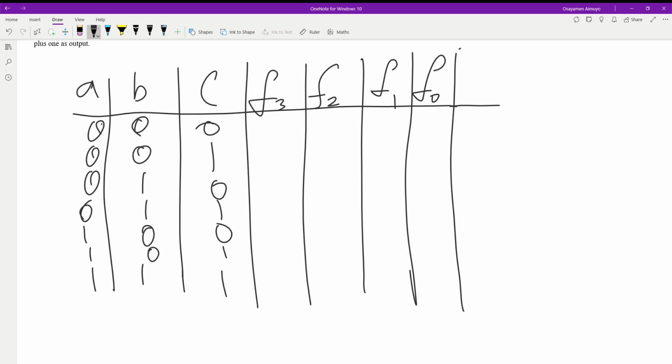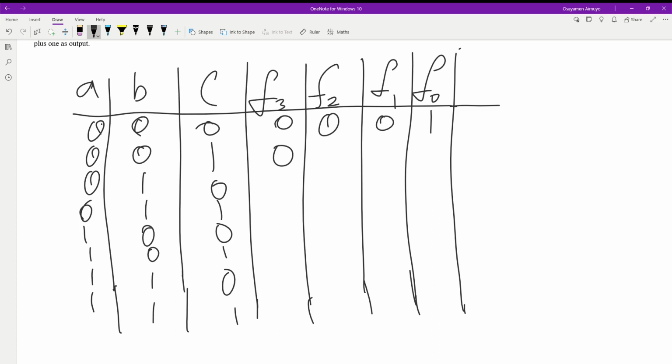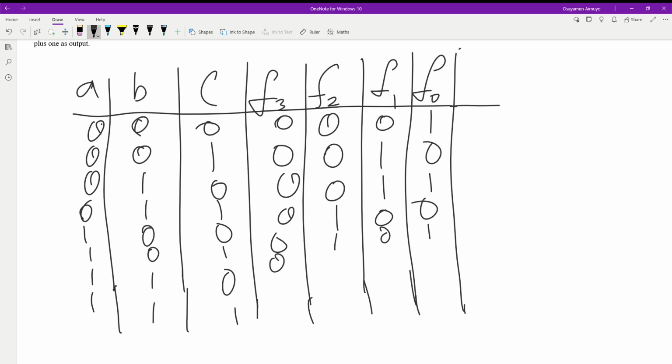Okay, I ran out of space. And now, since we're dealing with an incrementer, basically each output here is just the next set of inputs, if that makes any sense. 0, 0, 1, 0, 0, 0, 1, 1, 0, 1, 0, 0, 0, 1, 0, 1, 0, 1, 1, 0, 0, 1, 1, 1, and then 1, 0, 0, 0.